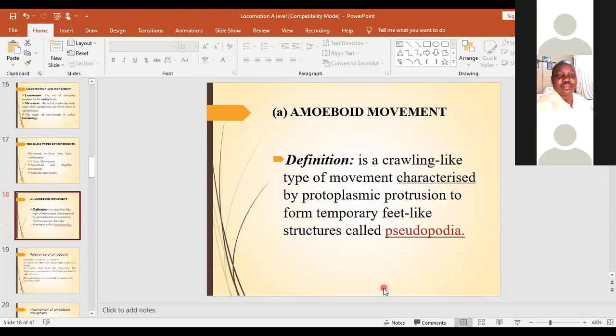So we are going to start with amoeboid movement. Now, in amoeboid movement, you are talking about that kind of movement characterized by temporary protoplasmic protrusion to form a temporary feet-like structure called a pseudopodia.